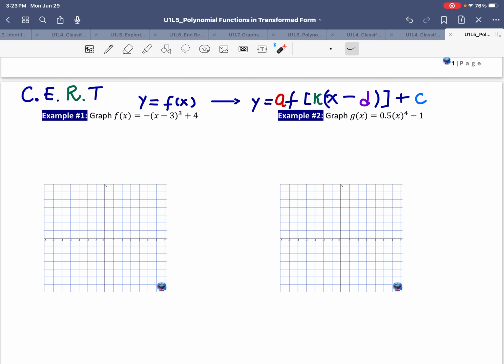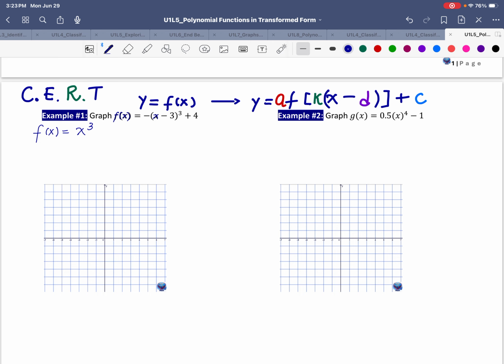Now, we're going to take a look at our first example, f of x equals negative x minus 3 to the power 3 plus 4. The first thing we want to do is identify the parent function. Now, the parent polynomial function we're working with here is f of x equals x to the power of 3. And then we'll look into the coefficients. So, coefficients will be any other numbers besides f of x and x.